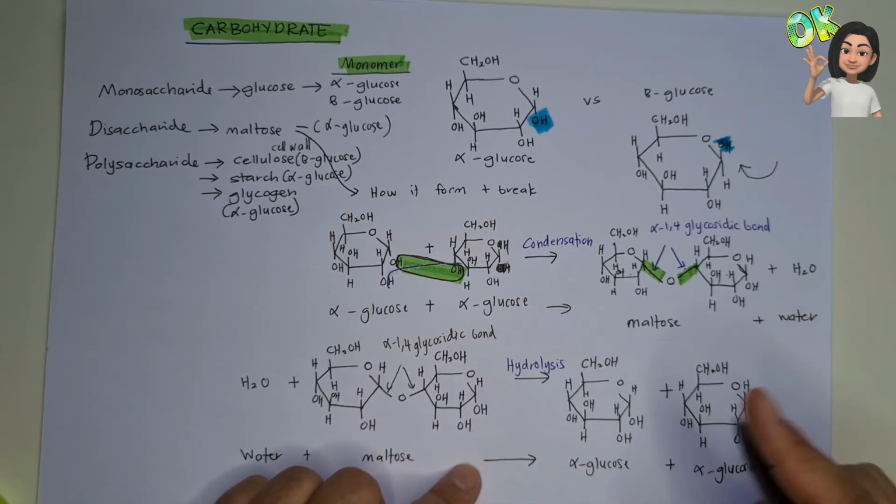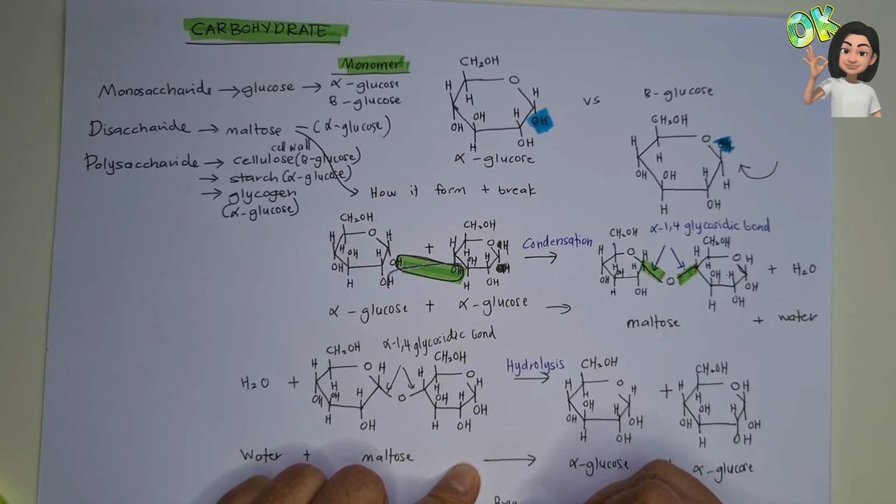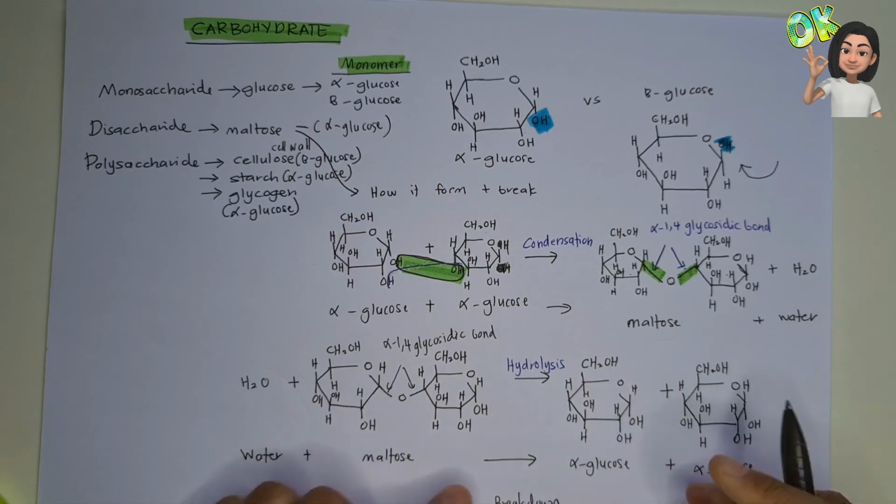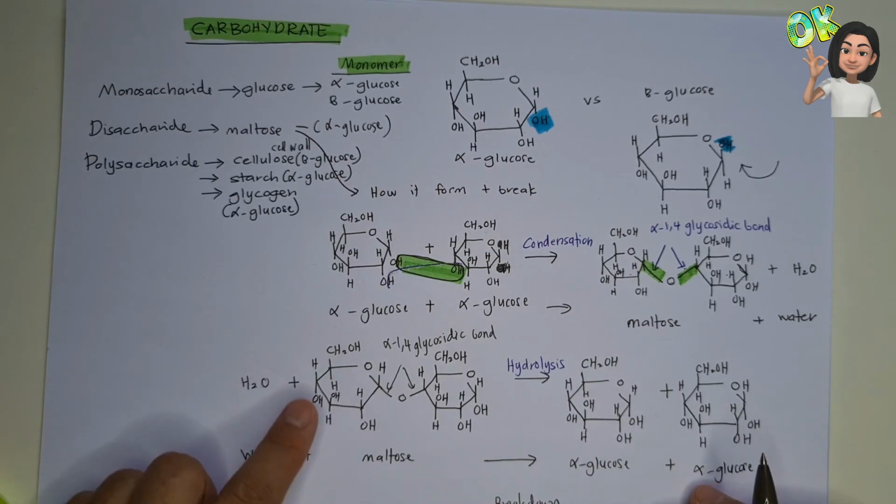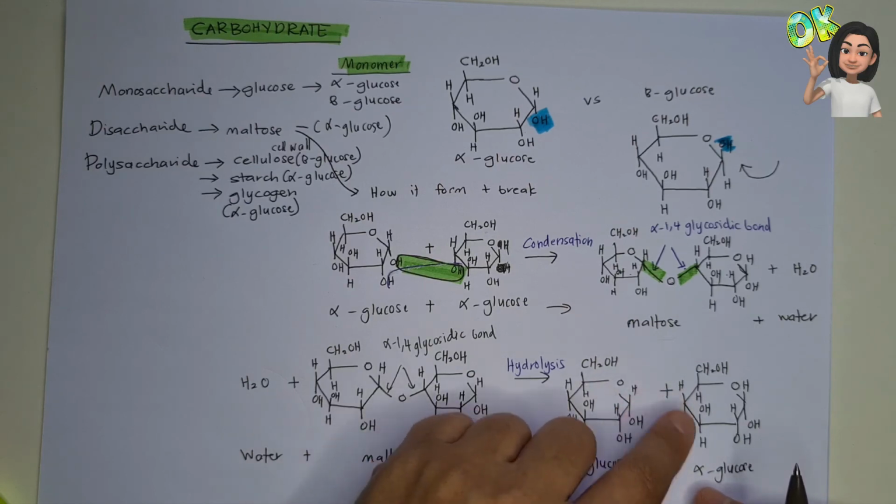This is the breakdown. Okay, this is the breakdown of maltose. Sama, kena label water plus maltose. Okay, and then you will get alpha glucose plus alpha glucose.